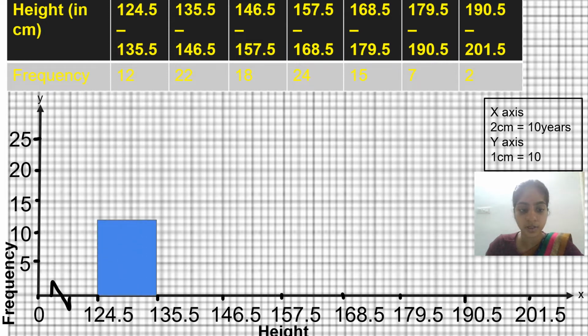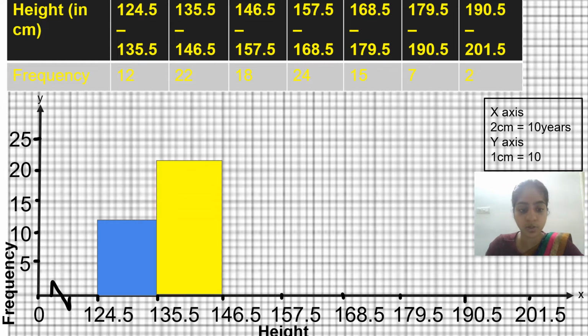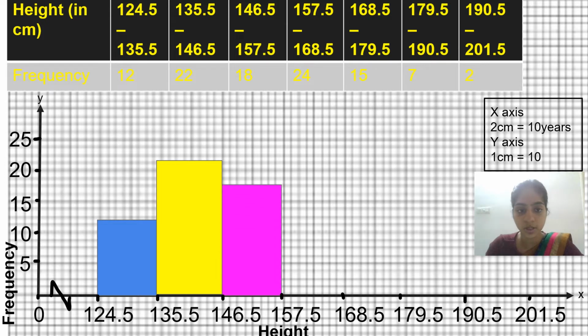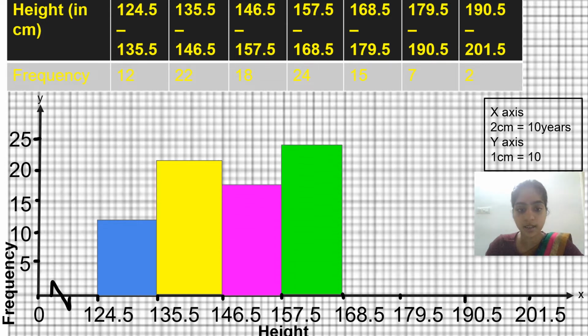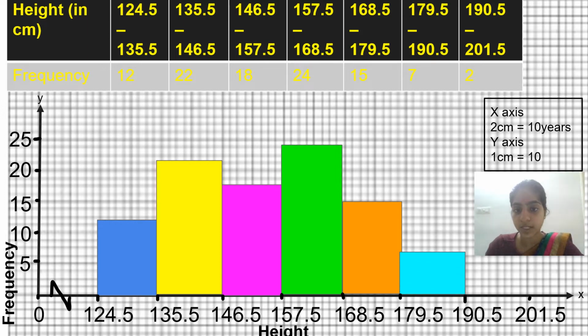And then the first bar is drawn. The first bar represents frequency 12, which is from the class interval 124.5 to 135.5. The second bar is also put up, which is 22 frequency. Third bar 18 frequency. Fourth bar 24 frequency. Fifth bar 15 frequency. Sixth bar 7 frequency, and then 2 frequency.